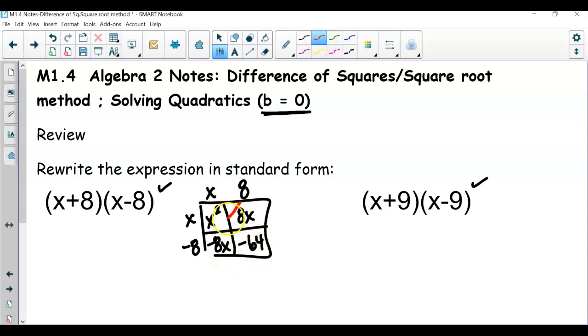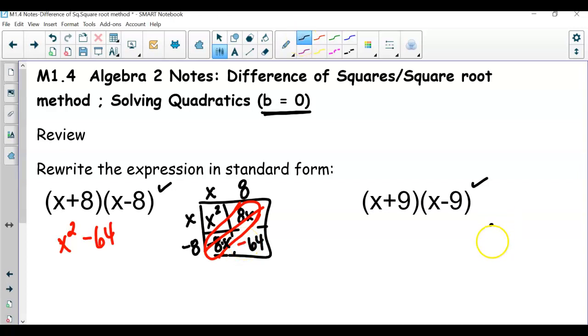So notice when combining the like terms, you should have noticed that 8x minus 8x is just going to cancel out and give you 0. So really you're just left with x squared minus 64. Sorry, because I had erased that negative before.